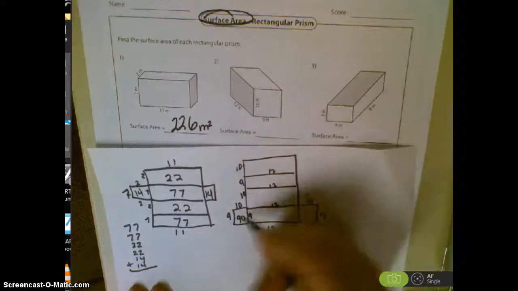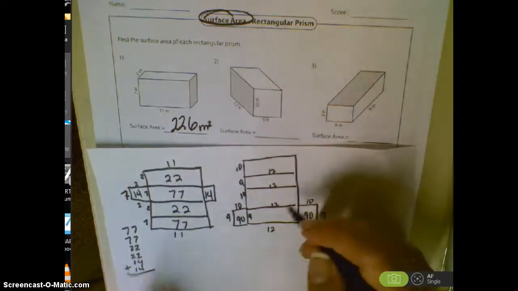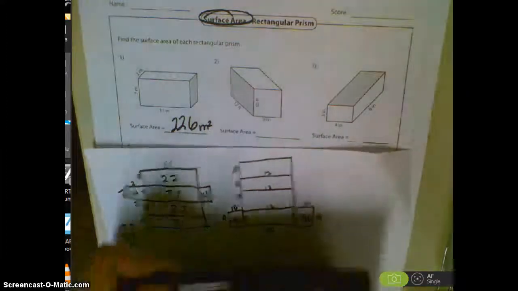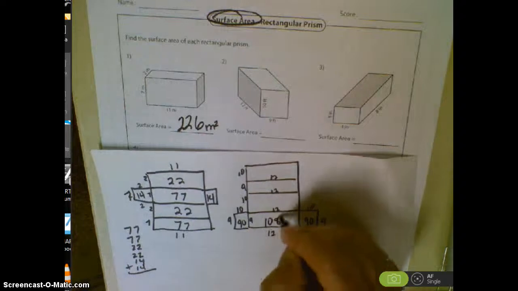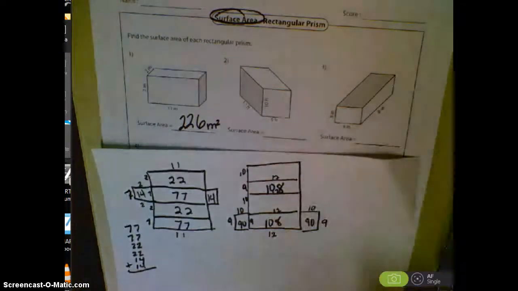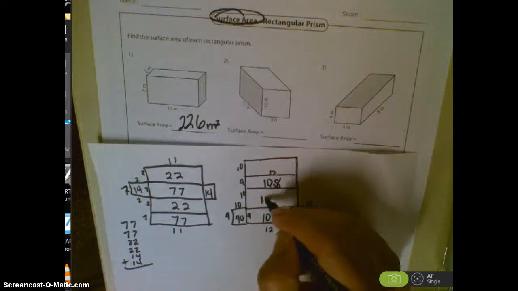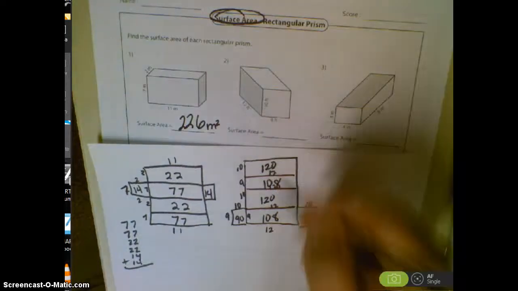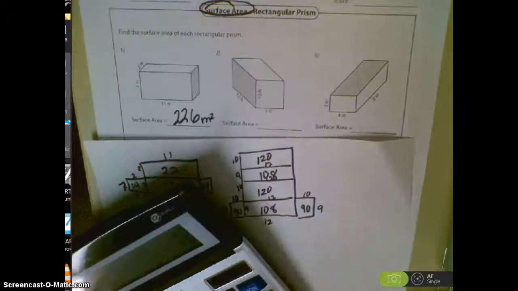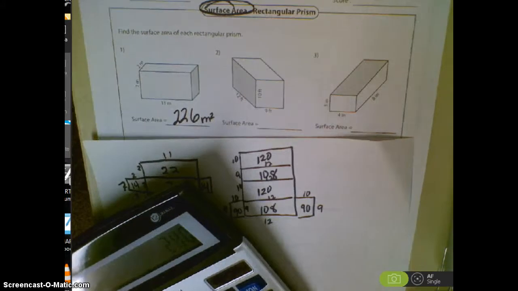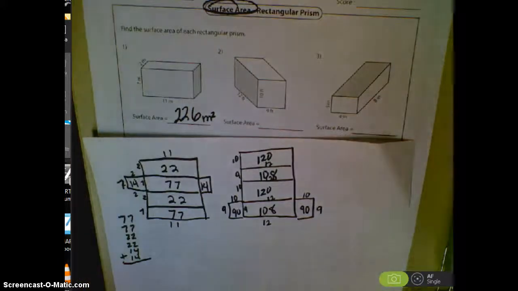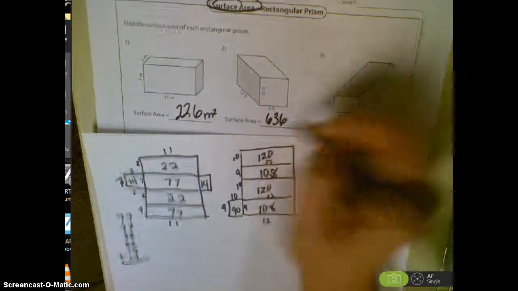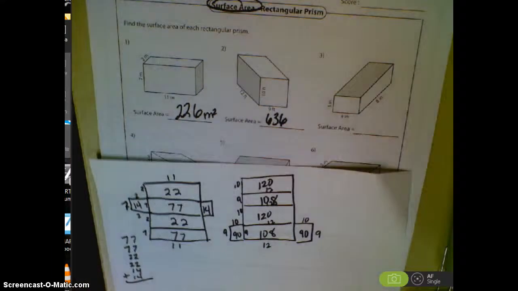So 9 times 10 is 90. This will be 90. And 12 times 9 is 108. So that means this is also 108, and then I've got 10 times 12, which is 120, 120. Add them all up. 120 plus 120 plus 108 plus 108 plus 90 plus 90 is going to equal 636. Alright, and our next one, we'll draw a picture for that.